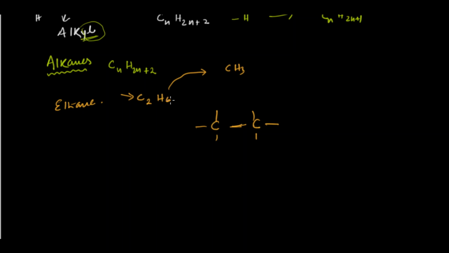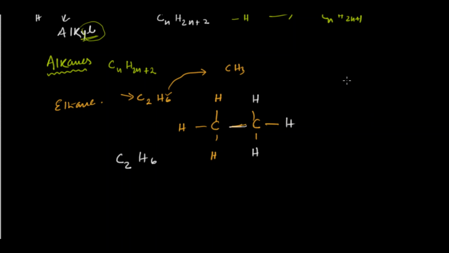Here you can see a total of H6 is there. So we can add 1 H over here, 1 H over here, 1 H over here, and 1 H over here, 1 H over here, 1 H over here. So you can see total carbon is 2 and hydrogen total is 6. This is the basic structure of alkanes. You can see it is a single bond between the 2 carbons, so we will call this an alkane.